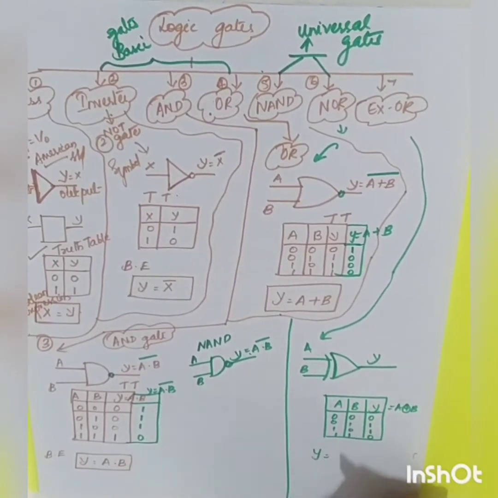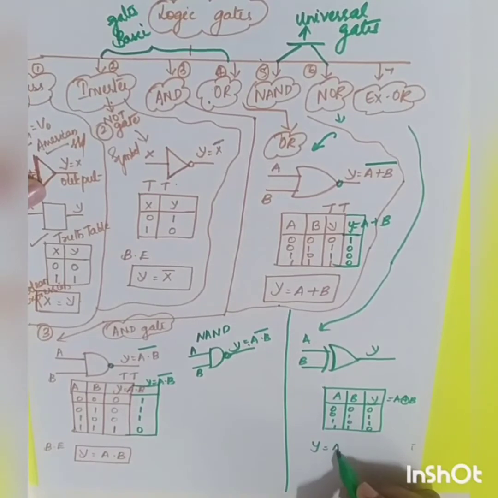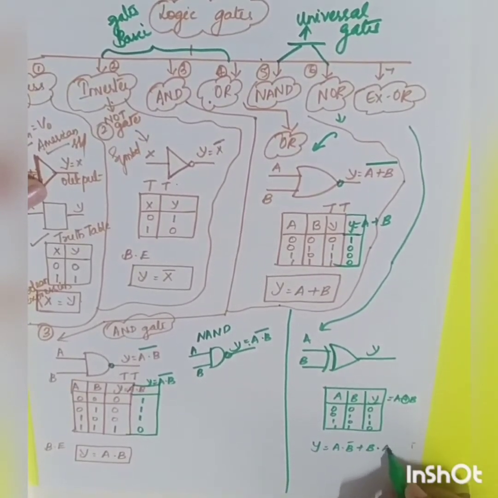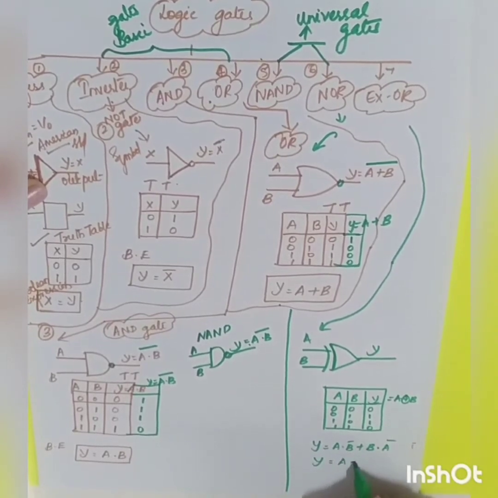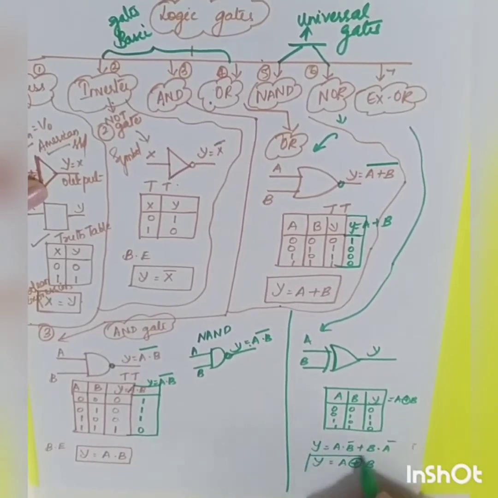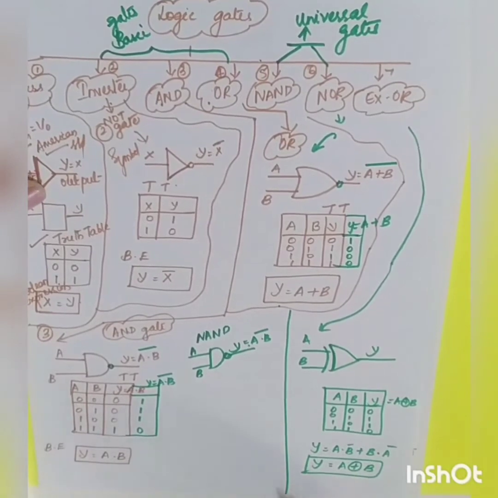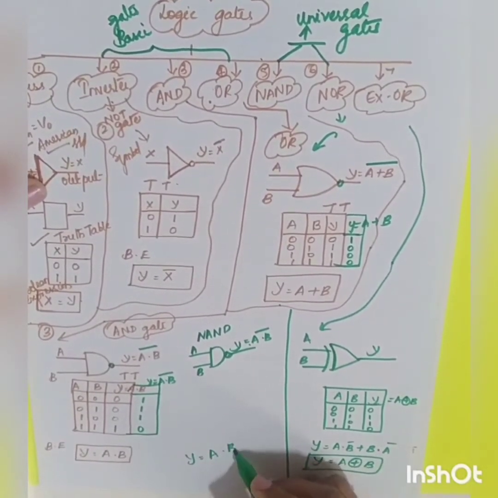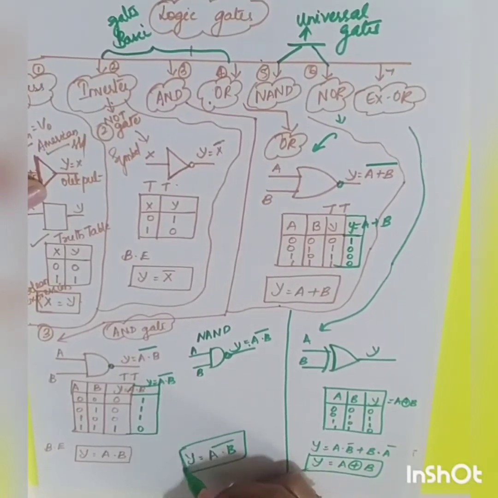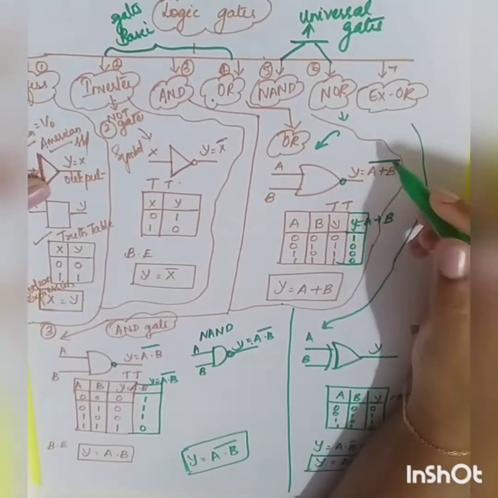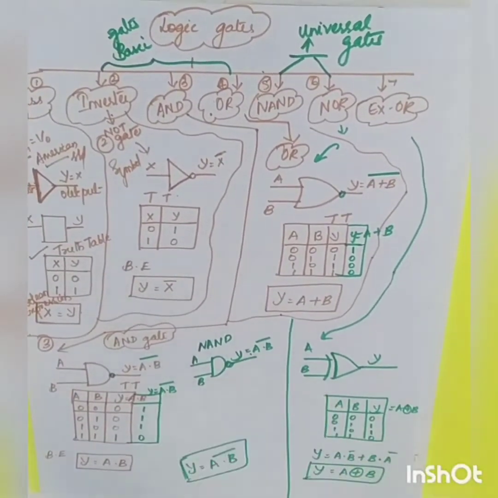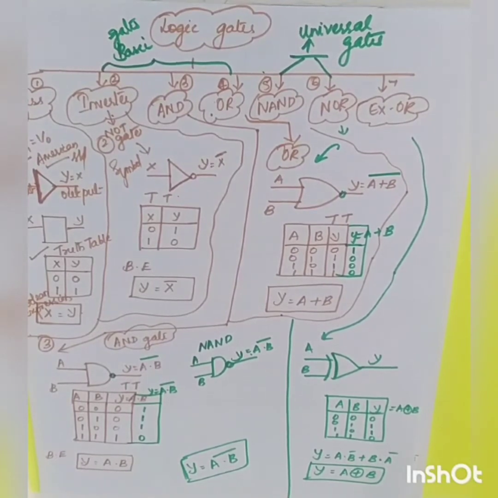So the Boolean expression is given by Y is equal to A into B bar plus B into A bar, or Y is equal to A XOR B. Okay, so this is going to be your Boolean expression. Now for the NAND gate, what is your Boolean expression? Y is equal to (A dot B) bar. And for the NOR gate, your Boolean expression is Y is equal to (A plus B) bar. Okay, so these are the basic gates which you are going to study in this unit.